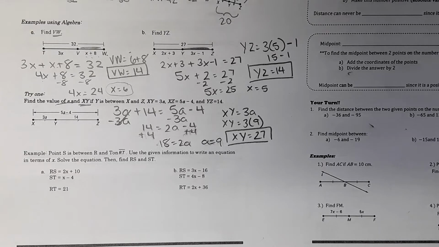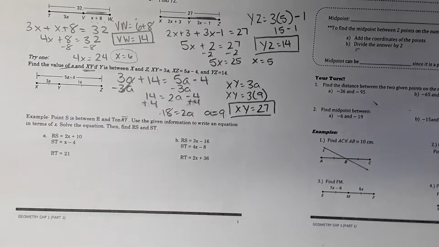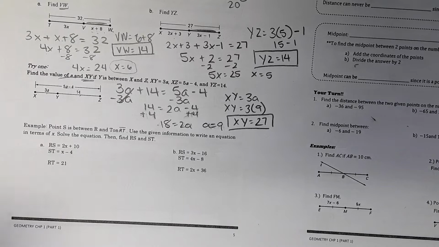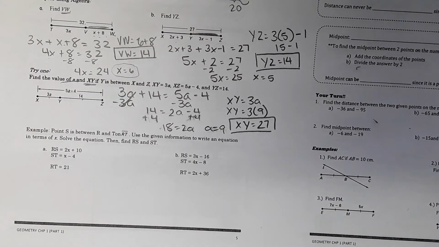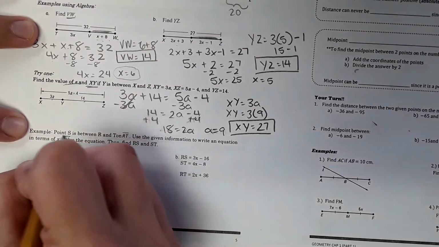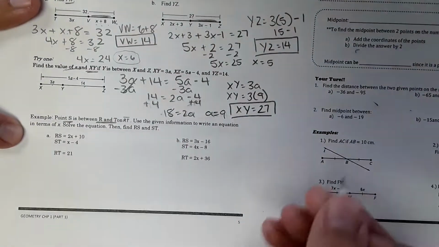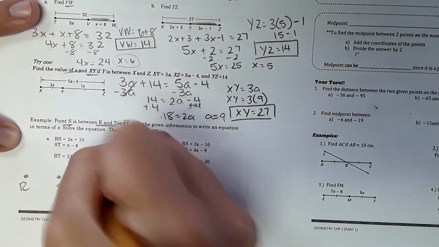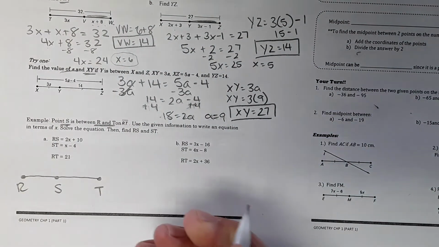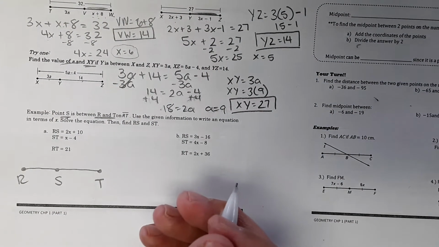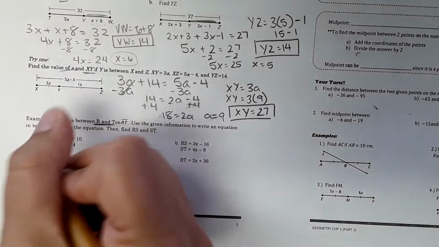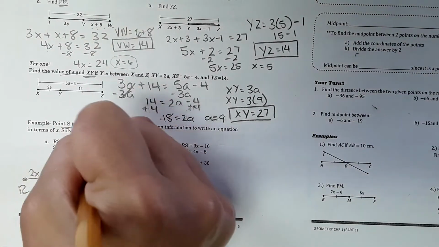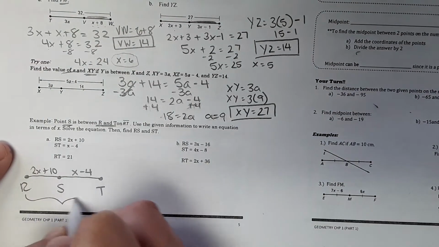Okay, and the harder ones, if you consider them harder, sometimes they won't give you the diagram drawn out and you have to draw it out for yourself. So this is an example where they don't give you the diagram, they just tell you that you have a segment, and it says that point S is between R and T. So we have to draw that. Point S is between R and T. And then it says that RS is 2x plus 10, and ST is x minus 4, and then RT, the whole thing, is 21.